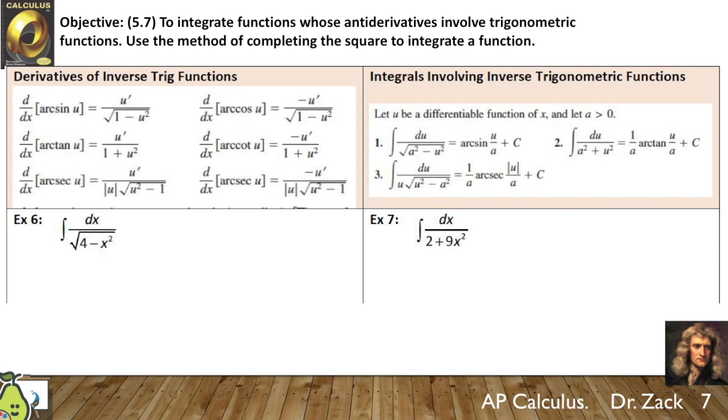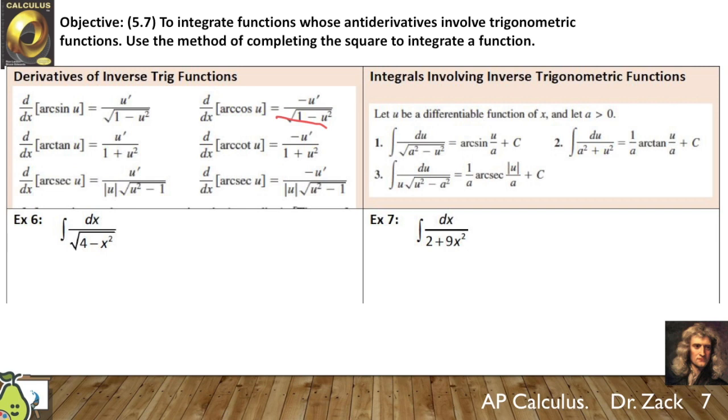So you've had some experience with the derivatives of inverse trig functions, and now you know how to solve them. The integrals, though, come from those derivatives. You're also going to need to know those antiderivatives. So let's look at example 6 for a minute. You need to be able to look at each problem and think about which formula or antiderivative it looks like.